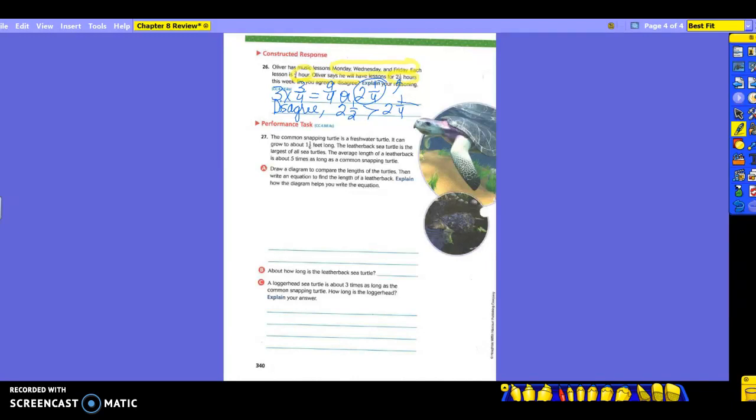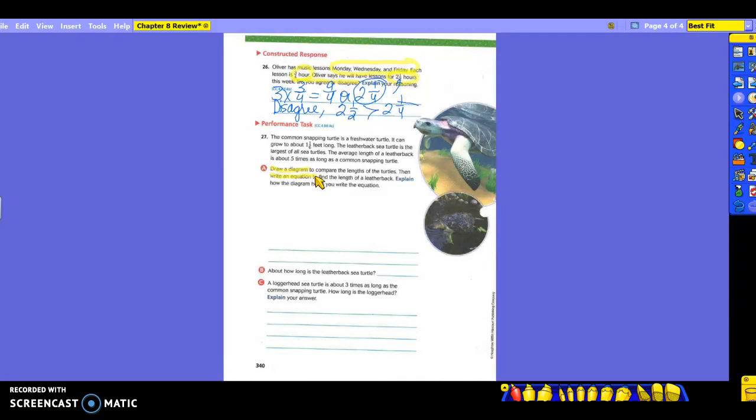A says draw a diagram to compare the lengths of the turtles, then write an equation to find the length of a leatherback. Explain how the diagram helps you to write the equations. We have lots of things to do. What's the first thing it tells us to do? Draw a diagram. We're going to compare the lengths of the turtles. Then what are we doing? What's the second thing it says? So we have to write an equation. And then we have to... What's the last thing? That's the equation we're going to write.